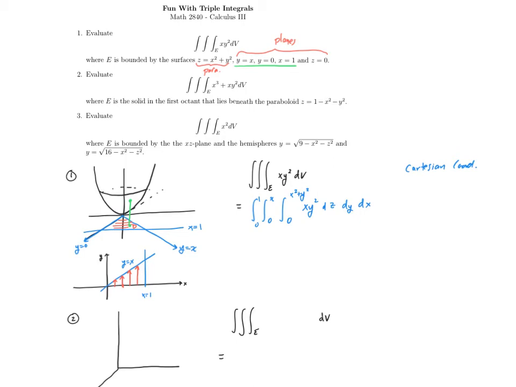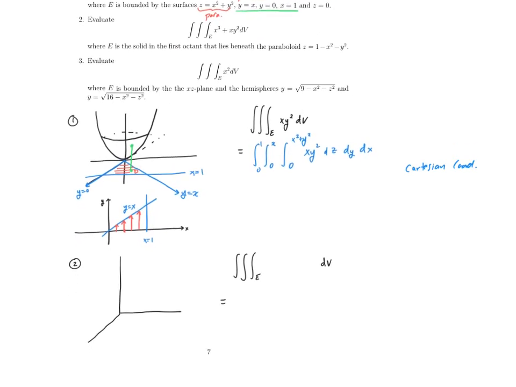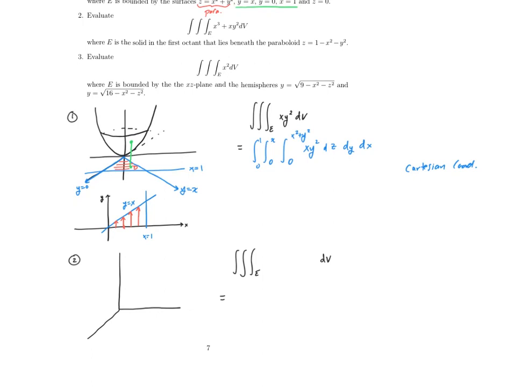Let me now say something about the second problem as well. We are asked to evaluate the triple integral over E of x cubed plus xy squared, where E is the solid in the first octant that lies beneath the paraboloid z equals 1 minus x squared minus y squared. And this is a very reasonable paraboloid to sketch. It has a vertex on the z-axis at 1, and it opens downward.